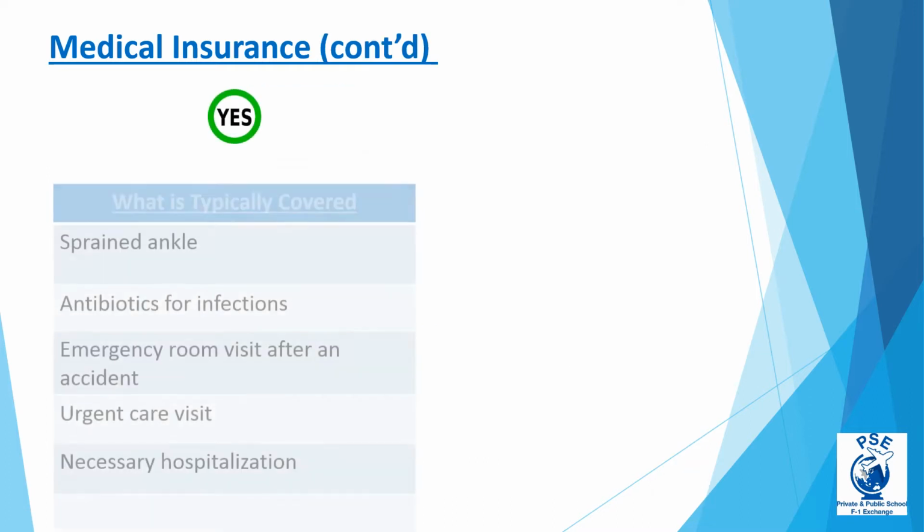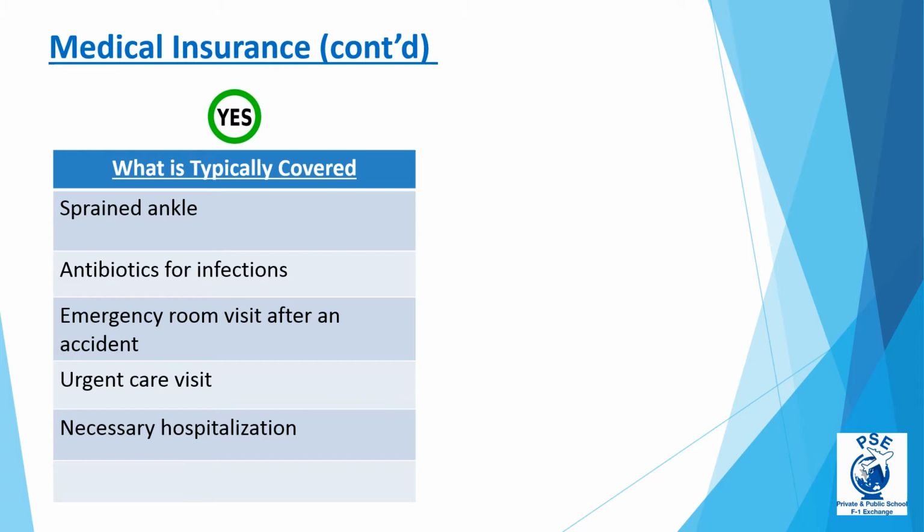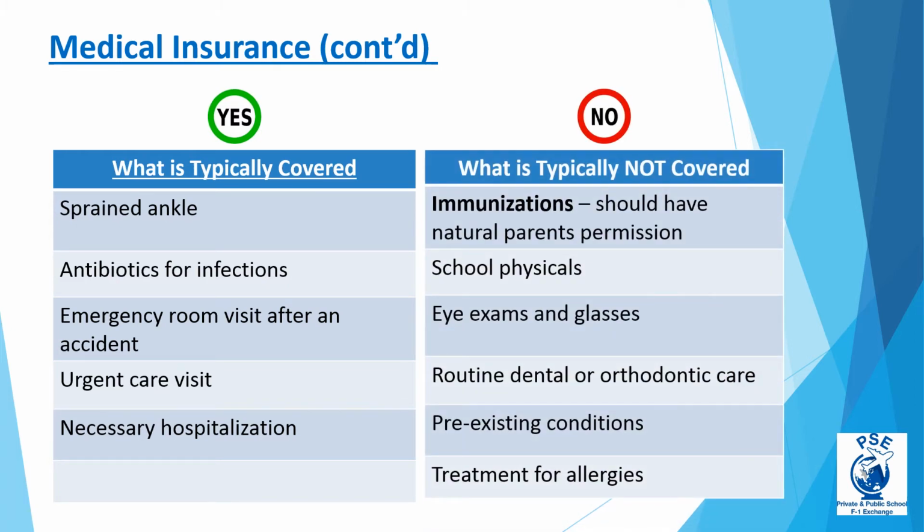Here are some examples of what is typically covered and what is typically not covered by our student insurance. The following are typically covered by insurance: a sprained ankle, antibiotics for infections, an emergency room visit after an accident, a visit to urgent care, or necessary hospitalization. The following are not typically covered by insurance: immunizations. It's also important to note that we should have the natural parent's permission for these. Also not covered: school physicals, eye exams and glasses, routine dental or orthodontic care, any pre-existing conditions, or treatment for allergies.